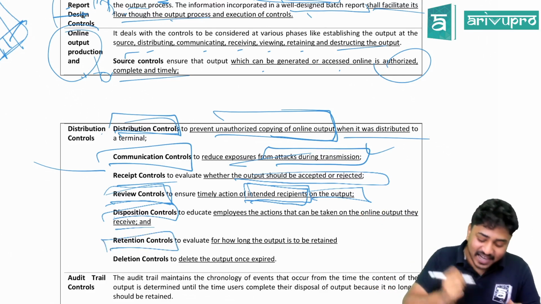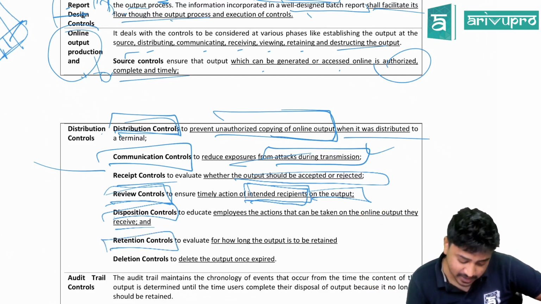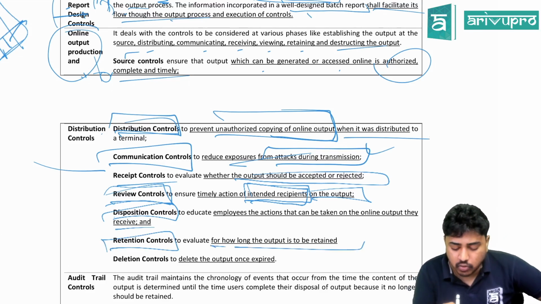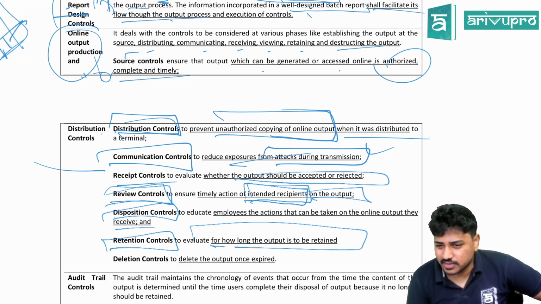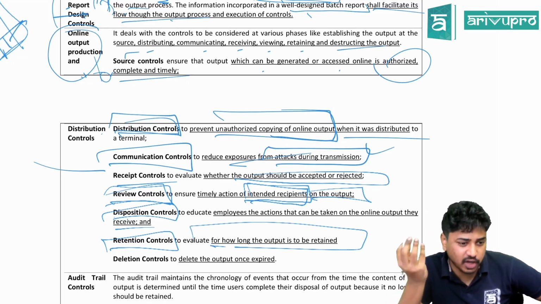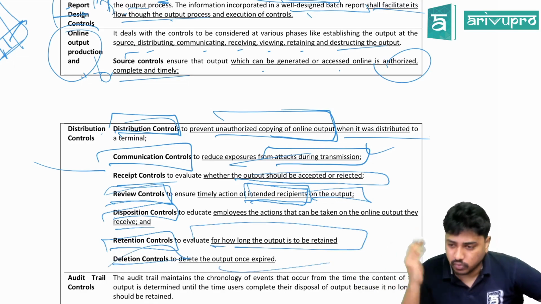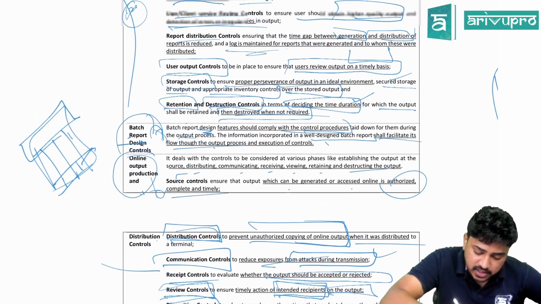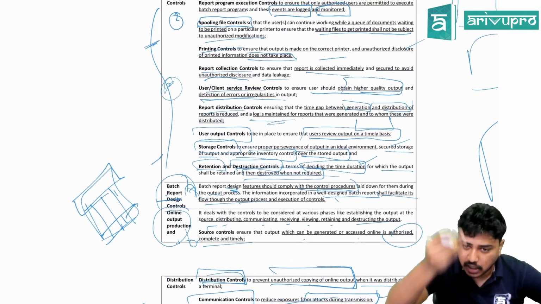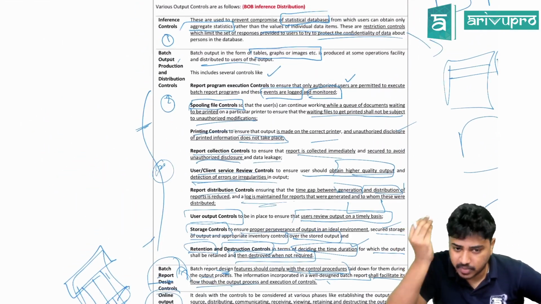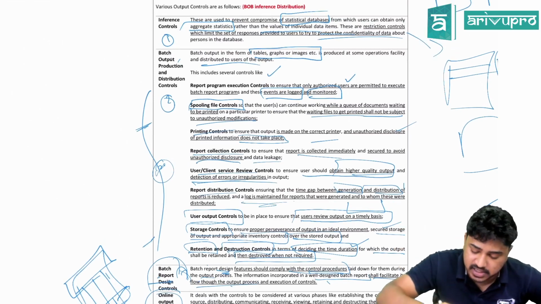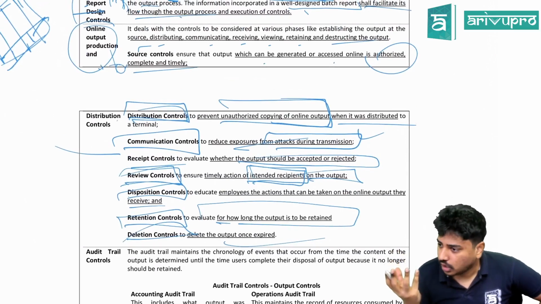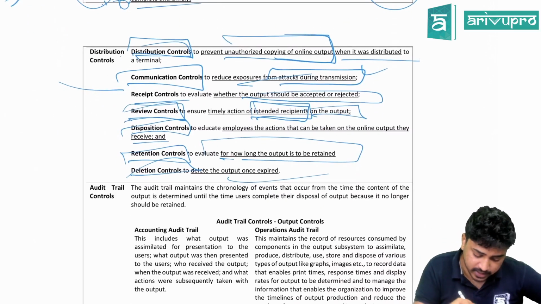Because you can't go and say, boss, you only ask. Retention control: to evaluate how long output should be retained. This you know, right? How long you should retain an output. Deletion means, once it is done, how do you delete it? Now, what's the difference between this and batch control? Batch controls are for physical documents or batch-wise documents, which are images, tables, and graphs. Here, online means they are talking about online data.